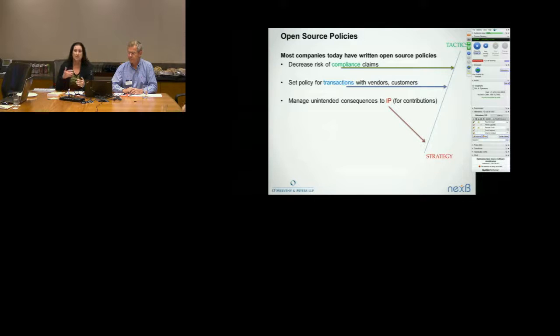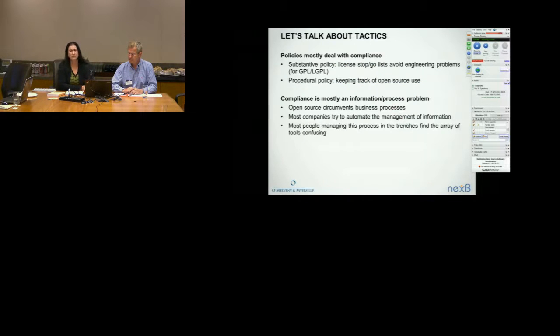So this is a bit of a life cycle of the company and the kinds of issues that I talk to clients about every day, and also what tends to be in open source policies. But today we're really going to focus on tactics and not strategy. So we're going to be talking specifically about how you deal with the information problems involved in figuring out what open source you're using and actually complying with the licenses.